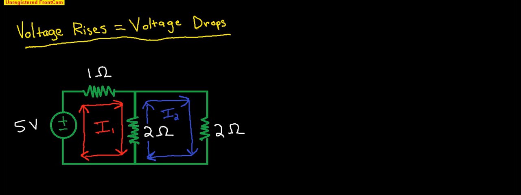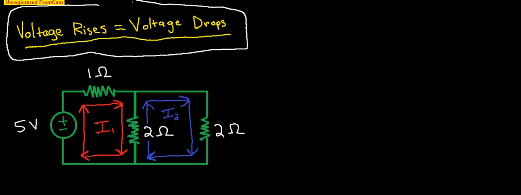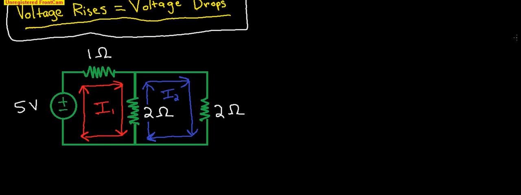The most important thing to remember about mesh analysis is right here. The voltage rises will equal your voltage drops. So when we're doing mesh analysis, I've already got the circuit set up. We have two meshes, or two loops, and I1 represents mesh current 1 and I2 represents mesh current 2.